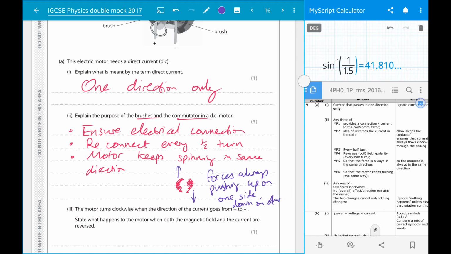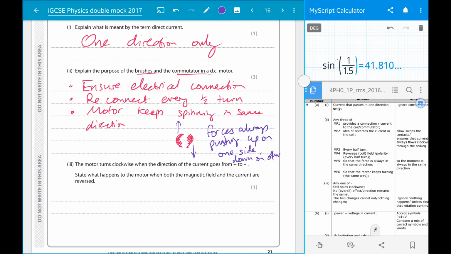And remember what I keep on saying, it's okay to do a diagram. A diagram helps explain what's going on, and it shows the examiner that you really understand it. So forces always pushing up on one side and down on the other. Just in case you've written something that doesn't 100% make sense, the diagram might help the examiner make sure that you understand what you're talking about.